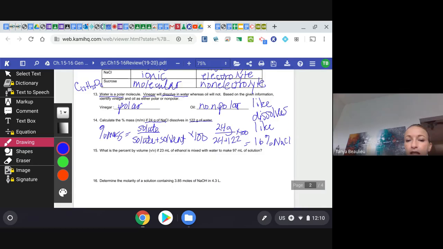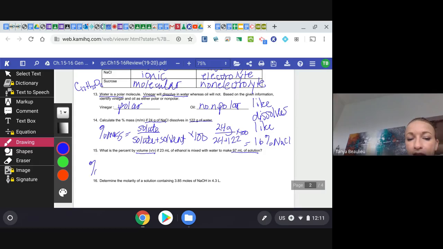Now for 15, this is dealing with volume. Masses are additive. You can add masses and it's always going to be the same. Law of conservation of mass, it has to be. Solutions are kind of goofy. Like if you mix 50 mL of water and 50 mL of ethanol, it makes 95 milliliters of solution. So that's why I always give you the solution for volume problems.